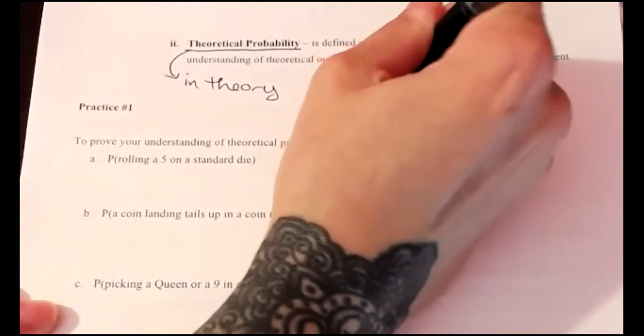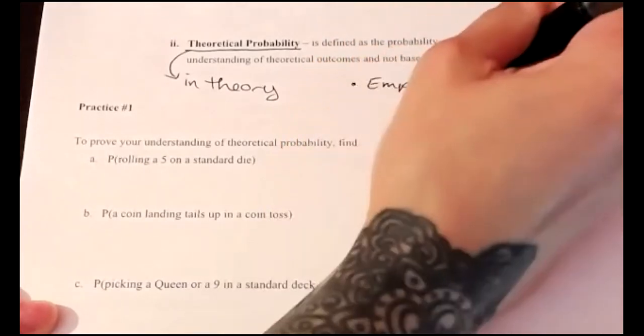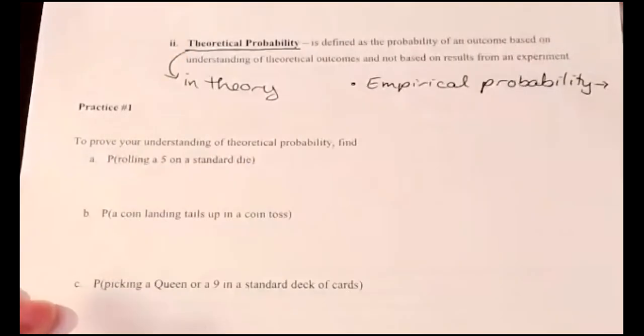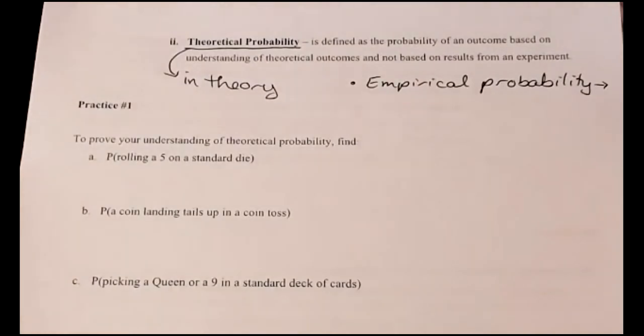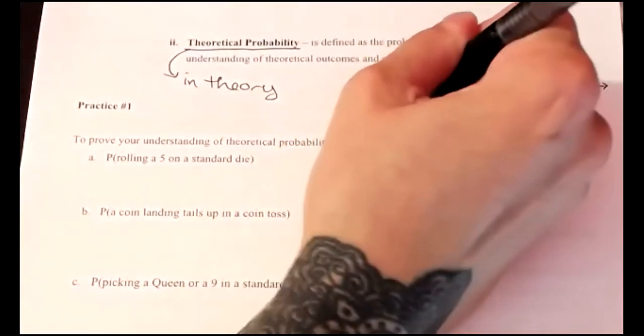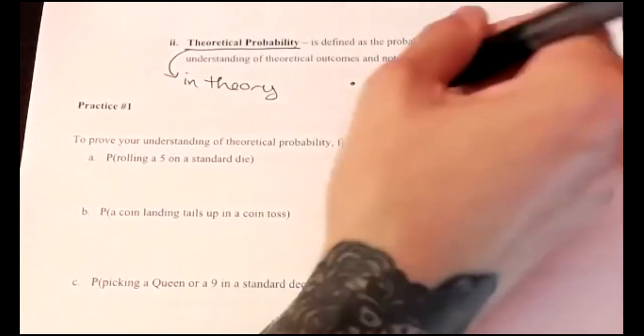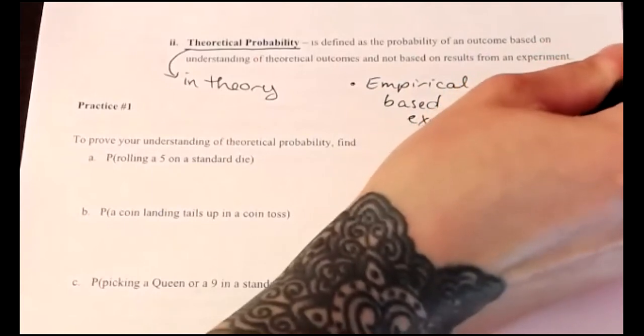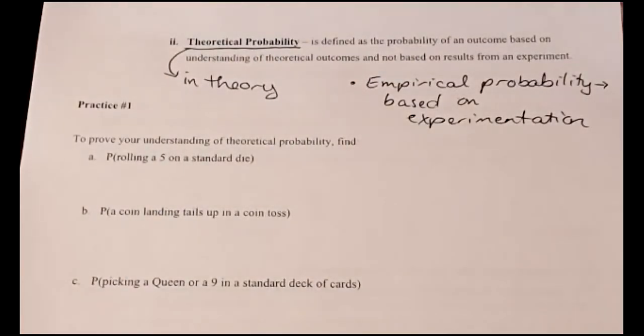We also have empirical probability. And probability is probability, right? It's the total number of successes divided by the total number of outcomes in that particular event. So with empirical probability, this is based on experimentation. It's not based on theory. That's the main difference between the two: empirical experimentation, theoretical in theory.